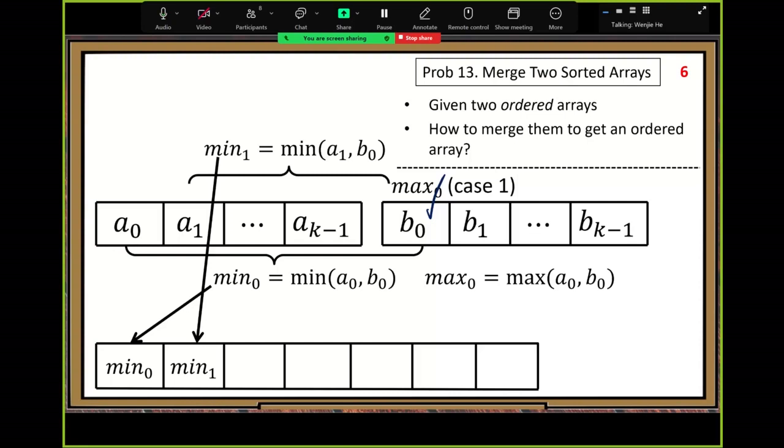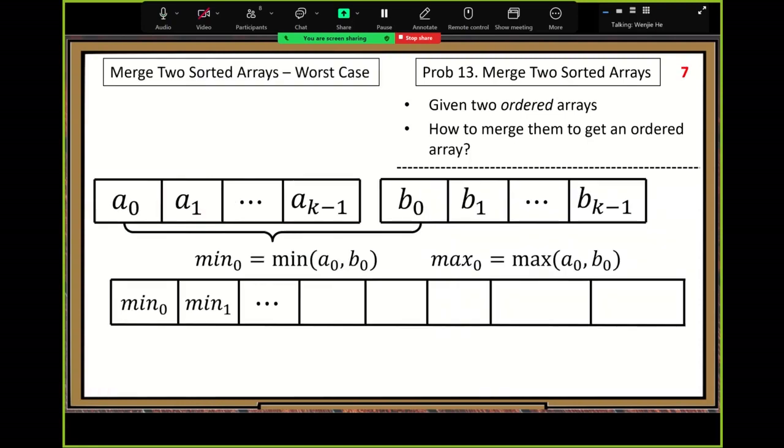If we put all elements in place, have we sorted the whole array? Yeah, we sorted the whole array. That's the whole idea. All right, so we keep doing. But then the question is, we want to look at the best case and the worst case. Let's look at the worst case.